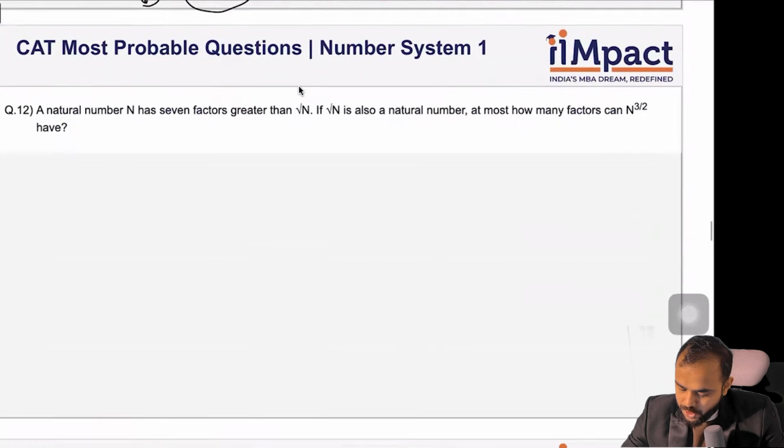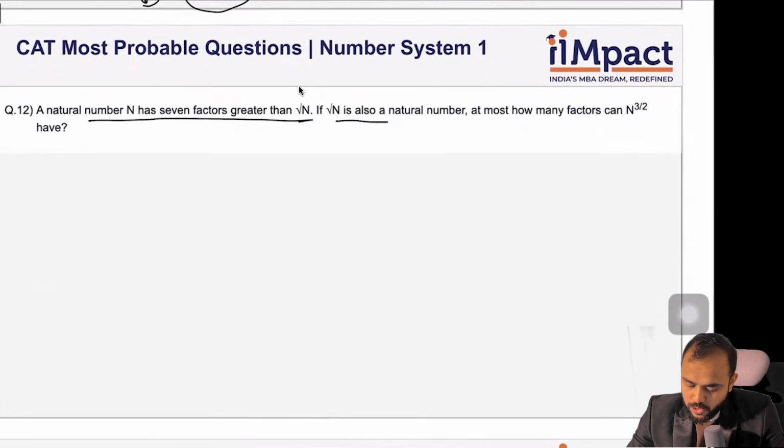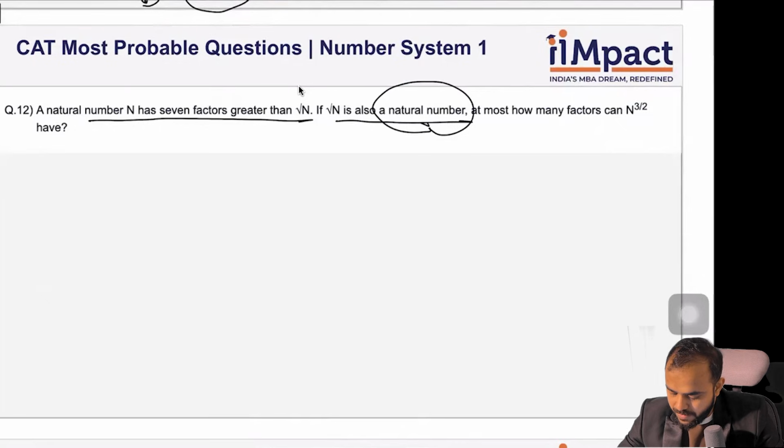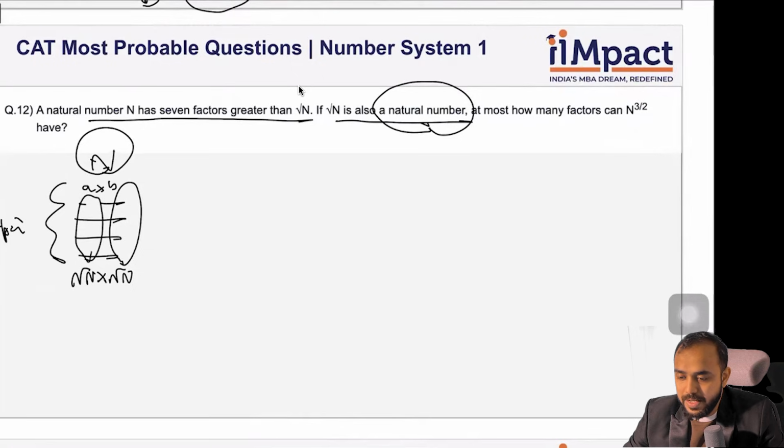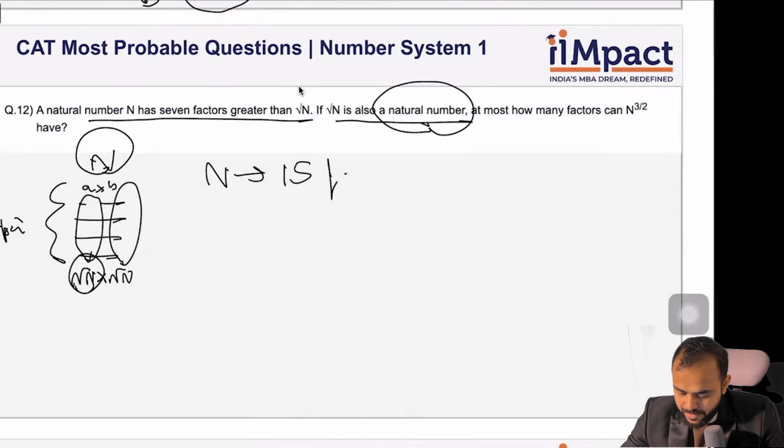Moving on, a natural number n has 7 factors greater than root n. Root n is also a natural number, which means that if I write the factorization of n into two factors, a into b, I'll get 7 such pairs, and then I will get root n into root n. As a whole, we will have 7 factors greater than root n, 7 factors less than root n, and root n. So n has 15 factors.